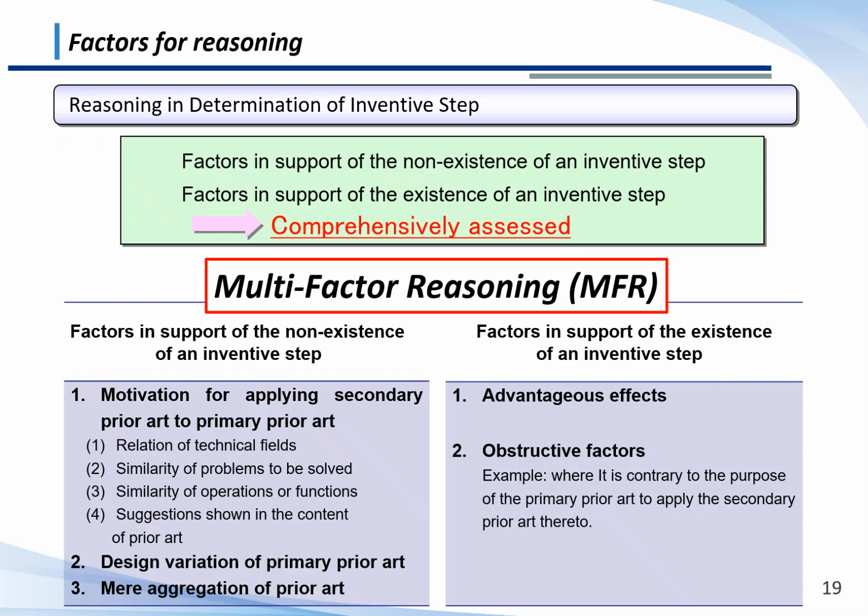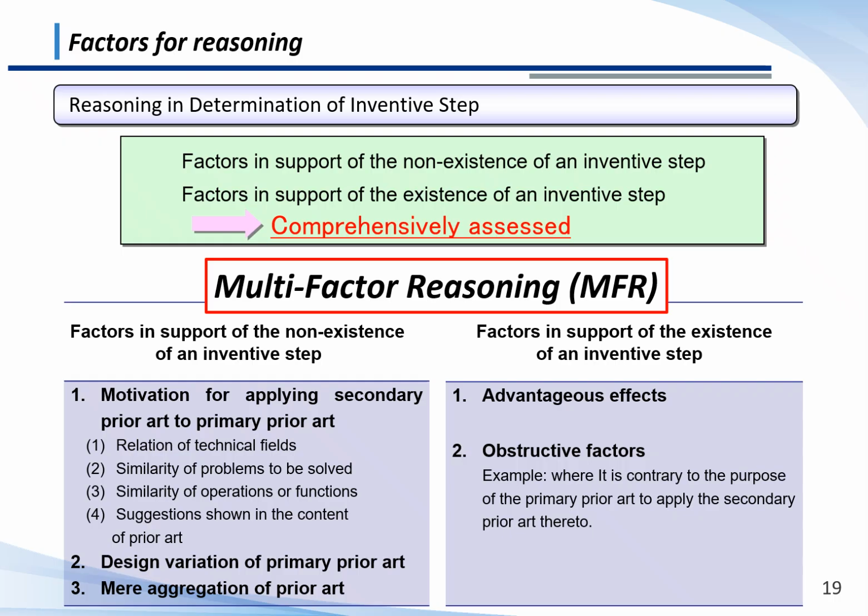There are the following 3 factors in support of the non-existence of an inventive step. First, if the secondary prior art B is applied to the primary prior art A, and then the resultant A plus B is equivalent to the claimed invention, the motivation to attempt this application is a factor in support of the non-existence of an inventive step.